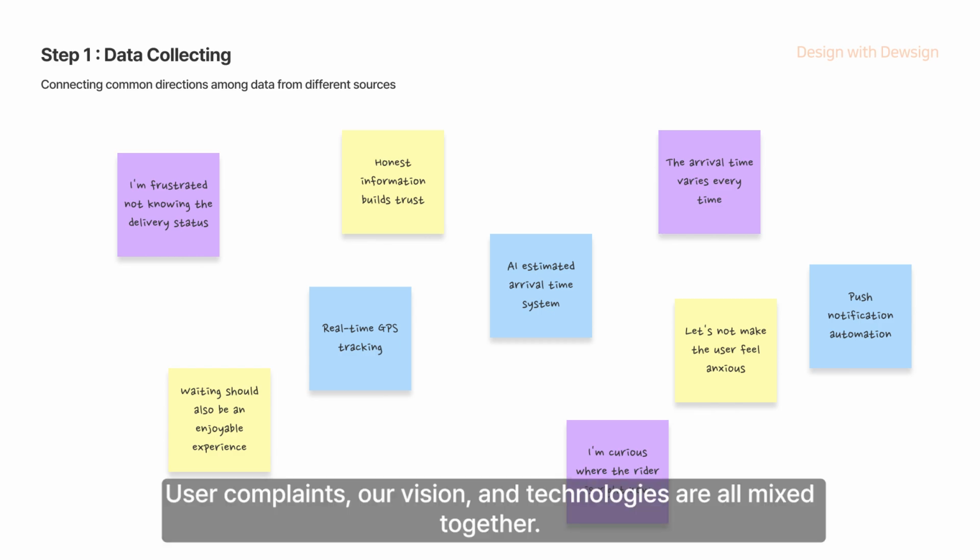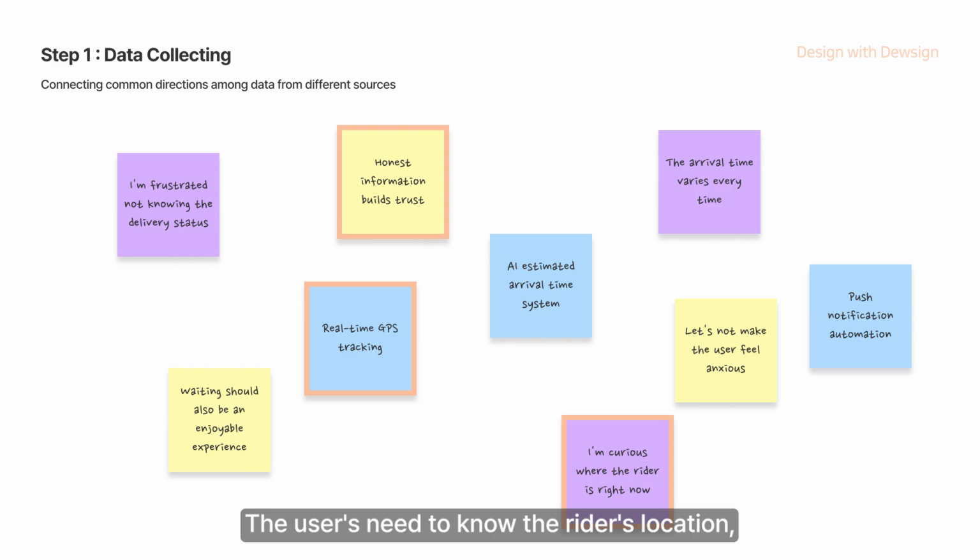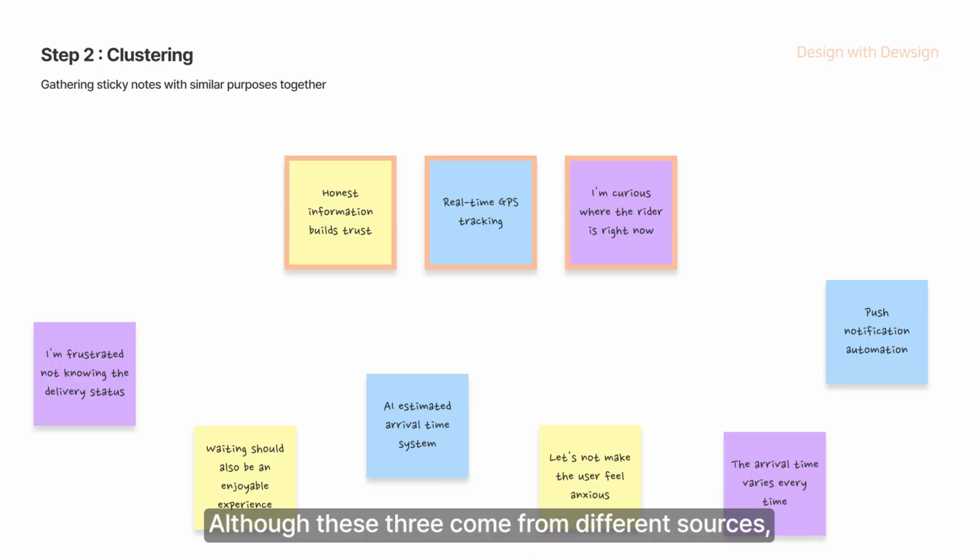User complaints, our vision and technologies are all mixed together. Shall we try to find the ones that share a similar direction? The users need to know the rider's location, our philosophy that honest information is important, and our global positioning system tracking technology. These 3 appear to share a similar direction. Although these 3 come from different sources, they point in the same direction. Reassuring users by providing clear information.